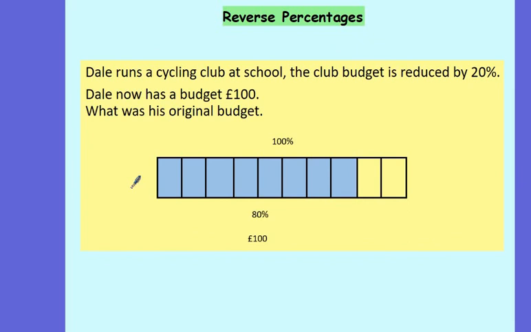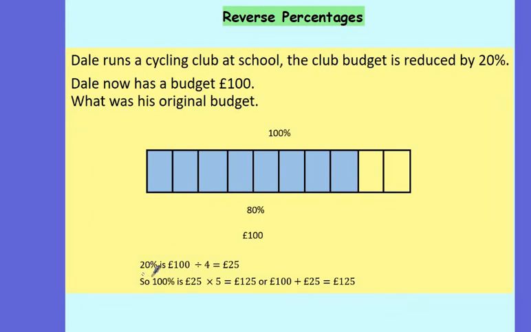Dale runs a cycling club at school. He probably doesn't run it at the moment, given it's lockdown. The club budget has been reduced by 20% and is now £100. What was his original budget? Again, I've drawn you a bar model to help you out. What's 100% of his original budget? Pause the video for a minute or two and work it out now, please.